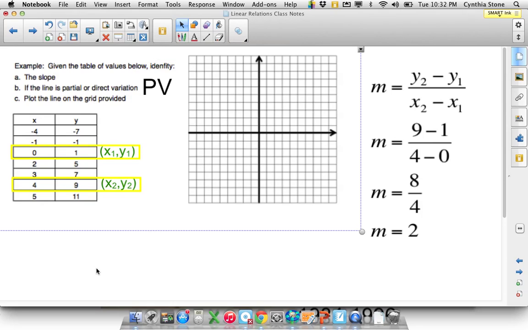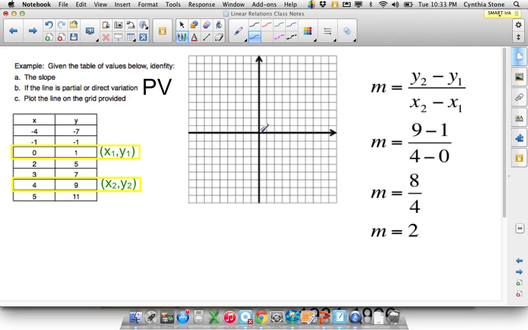But let's see. What we can do again is pick a point and then use our slope. So I'm going to start with this point because I like it. It's a nice easy point, 0 and 1. So when x is 0, y is 1. So I can draw a dot right there. And then my slope is 2, which is the same as 2 over 1.